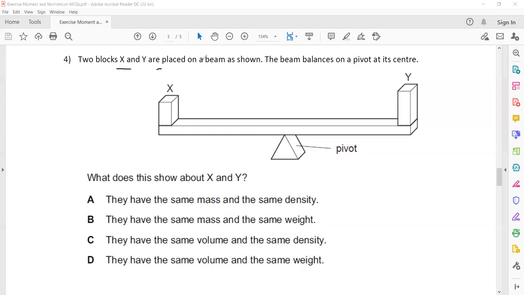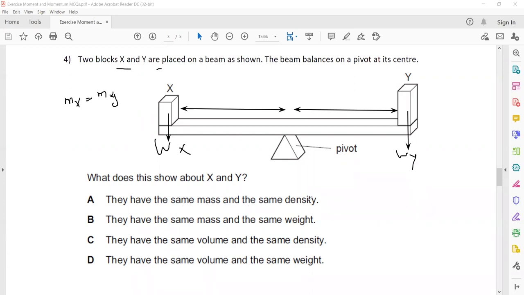The two blocks X and Y are placed and the beam balances on the pivot at its center. If two objects are placed at the same distance, it means they will have the same weights. So the weight of X will be equal to the weight of Y. Or we can also say, if their weights are the same, the mass of X is equal to the mass of Y. Why are we saying their weights are equal? Because they are placed at the same distance from the pivot.